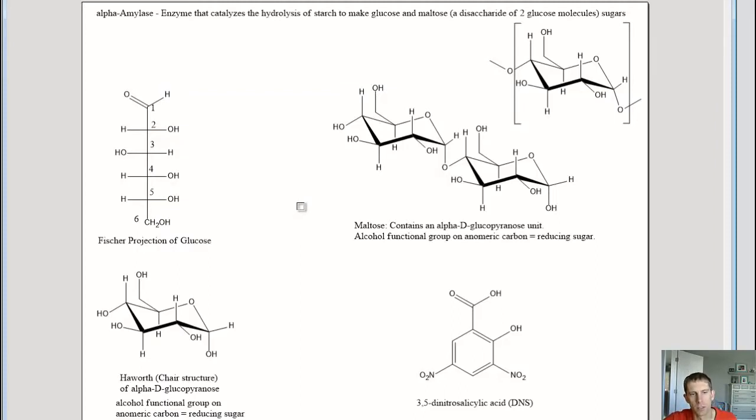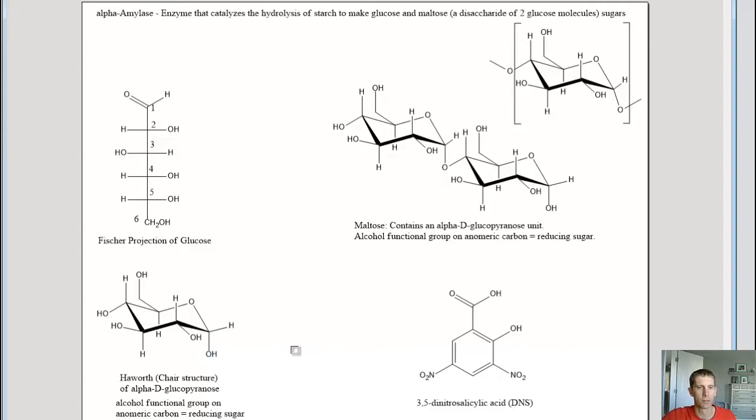If this ring closes, we have the chair structure, and we have a Haworth representation of glucose. Specifically, I've drawn the alpha version of glucose. So this is alpha-D-glucopyranose for its formal name.